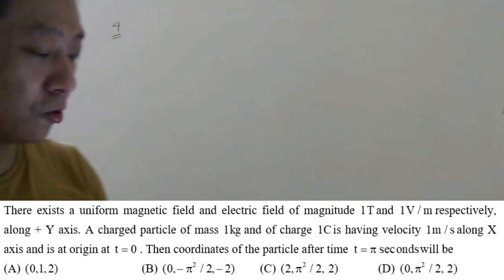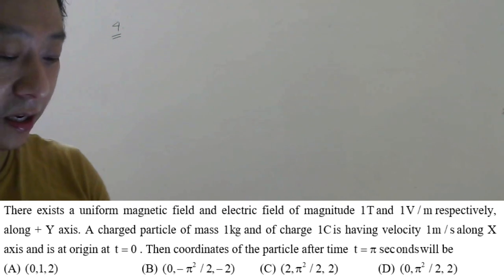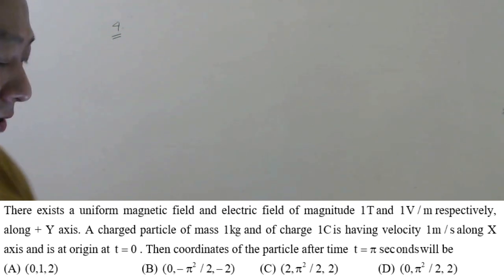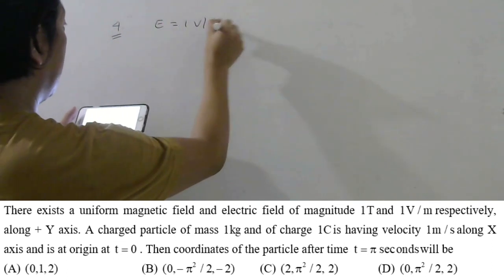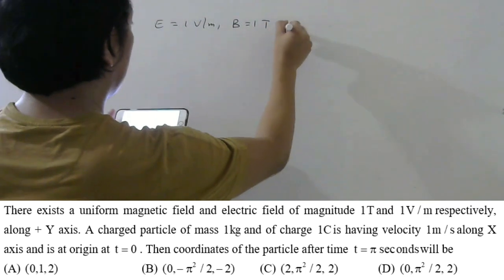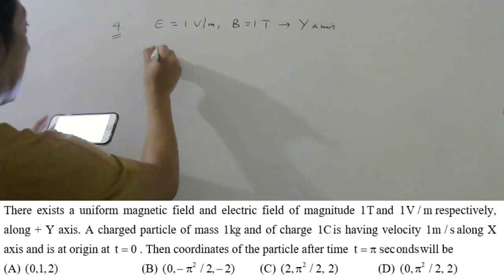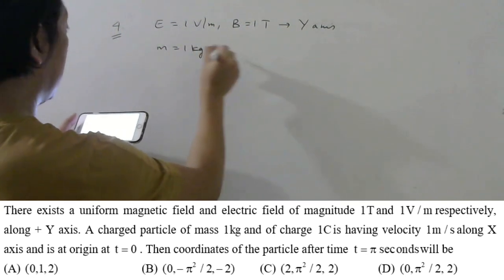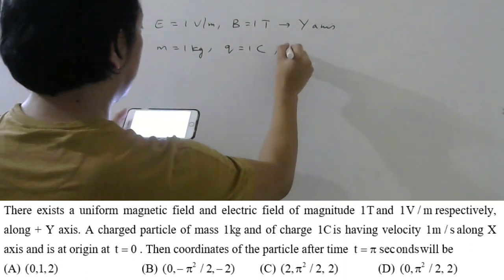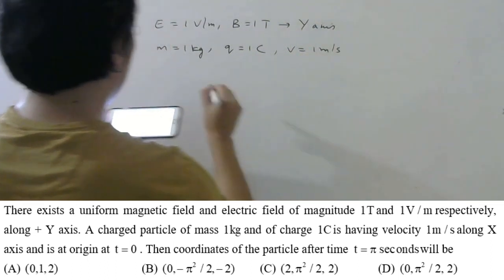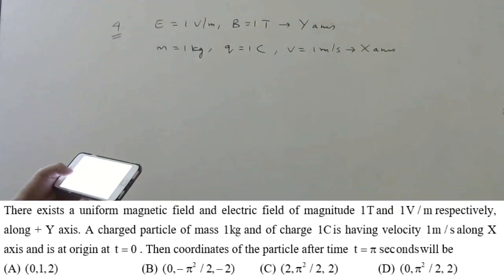There exists a uniform magnetic field and electric field, 1 Tesla and 1 volt per meter respectively, along the positive y-axis. So electric field is 1 volt per meter, magnetic field is 1 Tesla, both along the y-axis. A charged particle of mass 1 kg and charge 1 coulomb has velocity 1 meter per second along the x-axis.